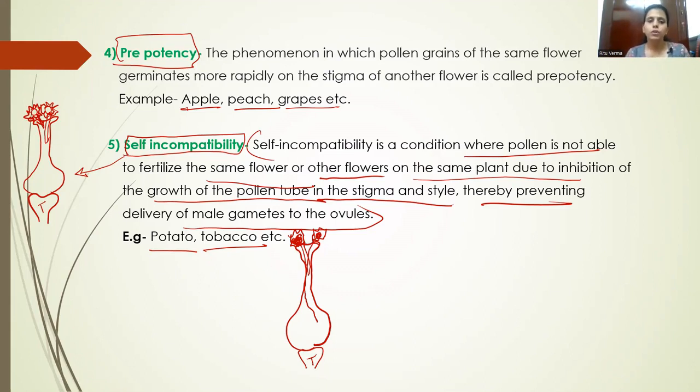So prepotency ensures reproduction, but in incompatibility, reproduction is just a chance factor. If pollen grain of another flower falls on it, it will help in germination. And the example is potato and tobacco.